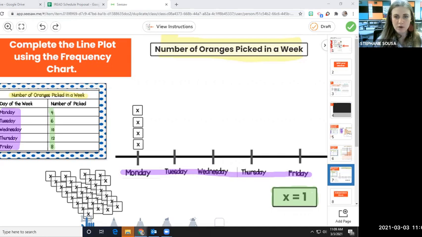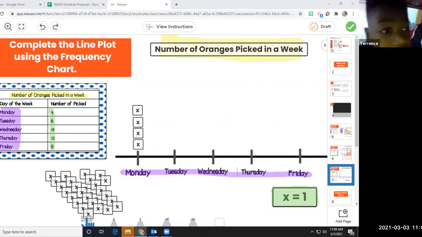See, some of you are still placing your X's for duplication, so I'm going to give you a moment to catch up. And then we're going to move on to Tuesday.